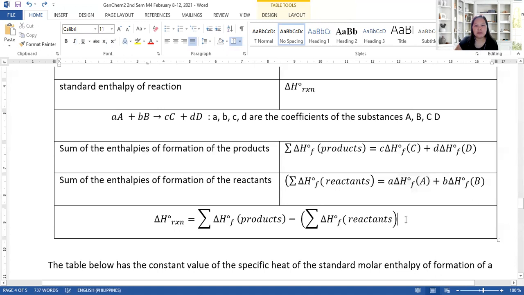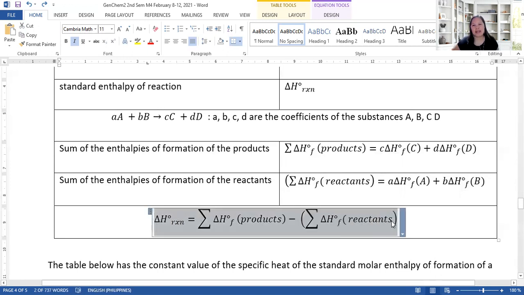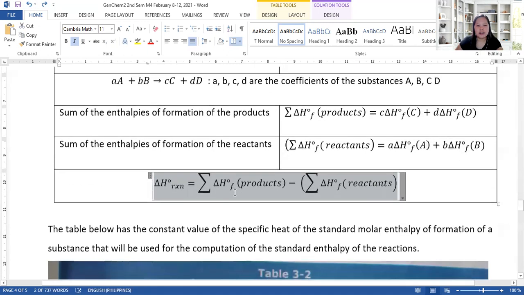Before you find the difference in the enthalpy of the reaction, the one that I have highlighted, you get the total sum of the enthalpies of formation of the products and the sum of the enthalpies of formation of the reactants. That's the time you subtract them so that you can get the enthalpy of reaction, or the standard enthalpy of reaction. So it's just easy. Let's have an example.